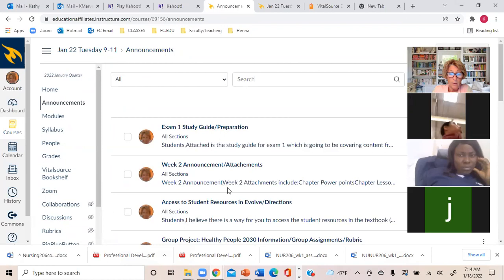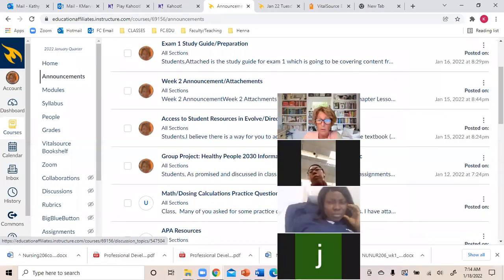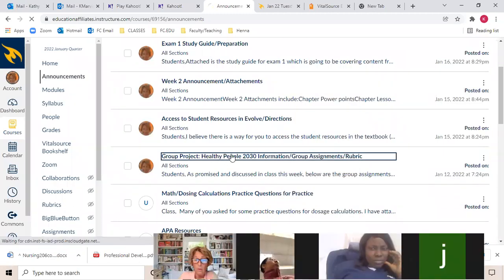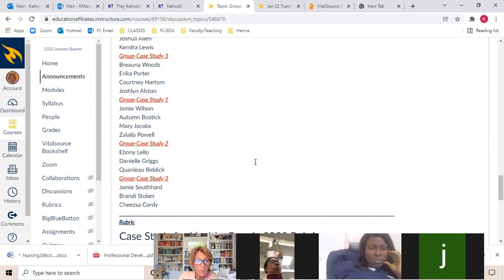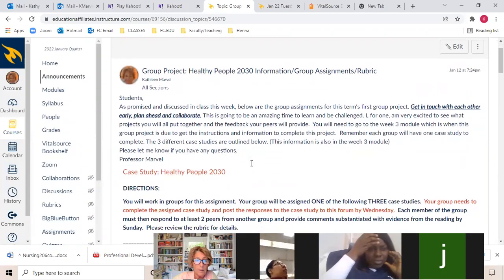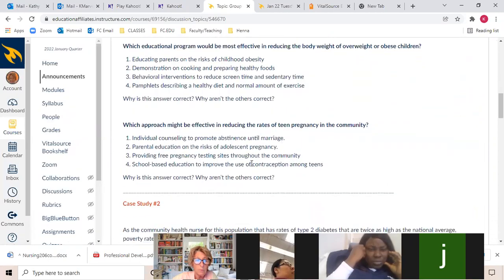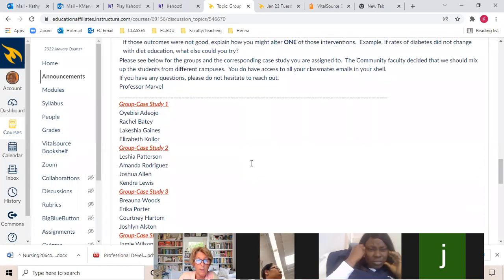let's see, it would have been right here. Group project Healthy People 2020. So it would have been posted on the 12th. Right here. Let's see, where's my groups? Didn't I give you guys groups? Yeah, you did. It's at the bottom of this. There it is. There you are. You're in group 1. Okay, I see. Thank you so much. You're welcome.